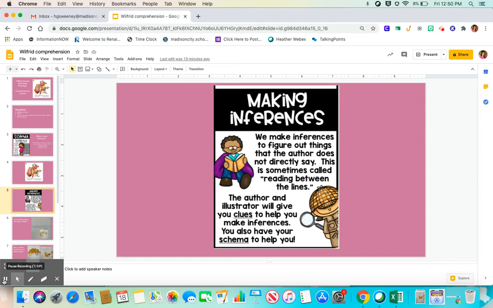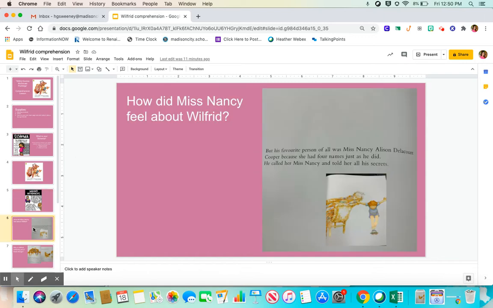Now, when we are making inferences, we're trying to figure out things that the author does not directly say. This is sometimes called reading between the lines. The author and illustrator will give us clues to help us make inferences, but we also have to use our schema. So that's things that we already know about. So that's kind of why we talked about schema earlier. So let's go ahead and do some practice.